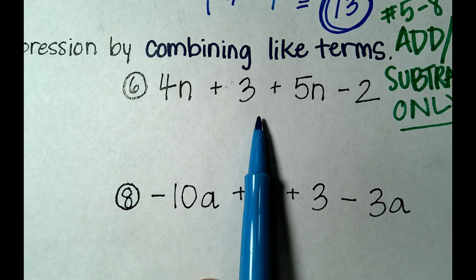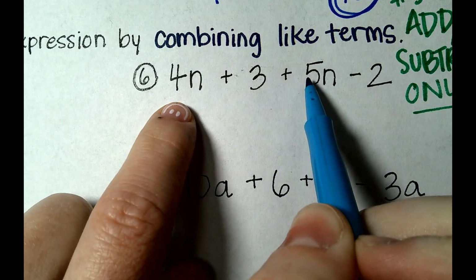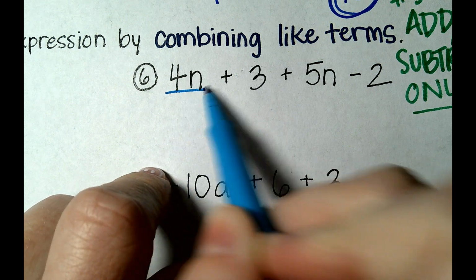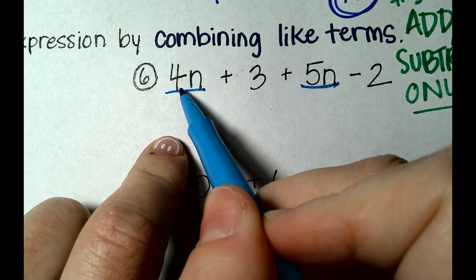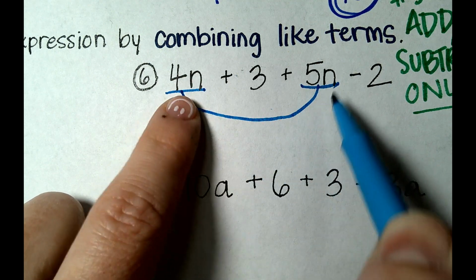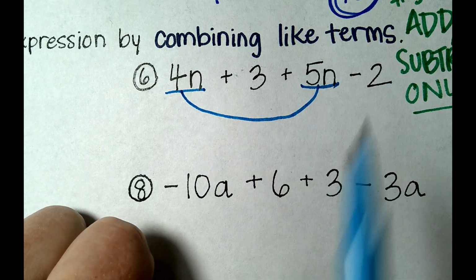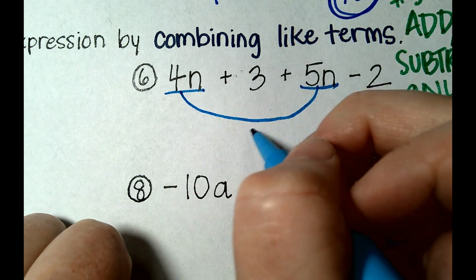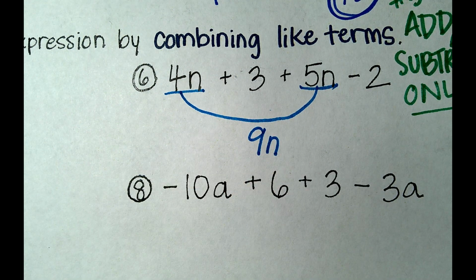4n plus 3 plus 5n minus 2. Yeah, you do 4n plus 5n. Why am I doing 4n plus 5n instead of plus 3? Because they're not the same. They don't both have n. They're not like terms. These both have n, so they go together. What is 4n plus 5n? 9n. Good.